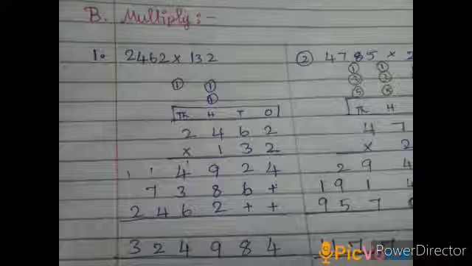Thousands place, 1 plus 4 plus 3 plus 6, 14. 4, and 1 should be carried over. Next place, 7 plus 4 plus 1, 12. 2, and 1 should be carried over. 1 plus 2, 3. When we multiply 2462 by 132, we are going to get the answer 3,24,984.